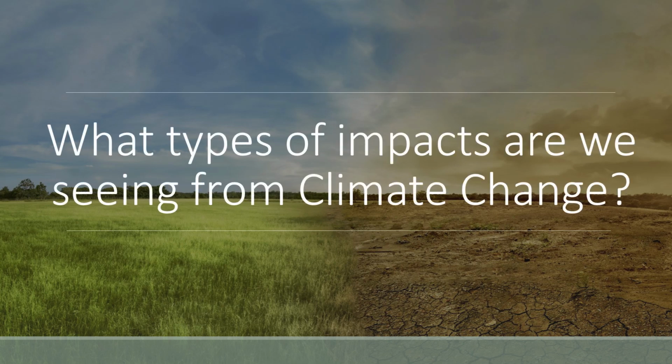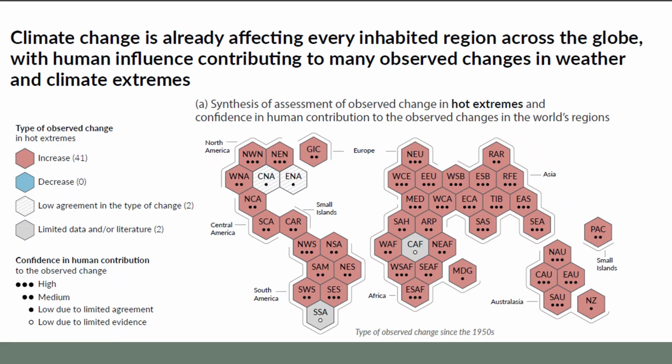Okay, so what types of impacts are we already seeing from climate change? So this is an interesting figure. I've got a couple different ones of these. This is, again, the same report. What they were showing here is heat extremes. And so we're seeing quite a few heat extremes on the globe, and fairly high confidence based on their models that these are caused by human contribution to climate change.